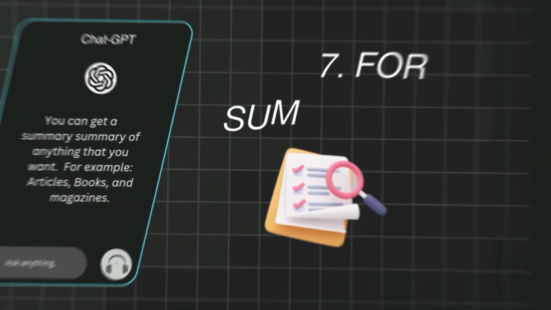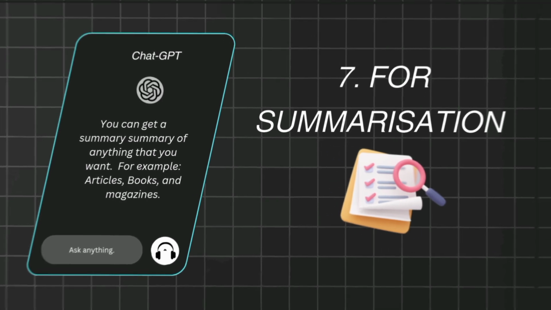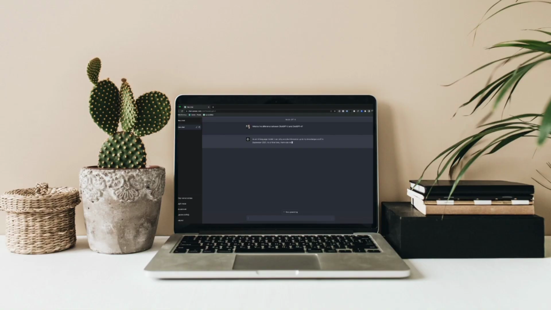And guys, let's move on to our last and seventh thing, and that is summarization. To summarize anything, like if you are reading a book and you don't know the key points of that book, you can just ask it to write a summary of Rich Dad Poor Dad. You'll get the key points and an overall summary that is easy to understand, and you can learn a lot of things. So guys, this is the basic video about ChatGPT, and you can use it as a student.